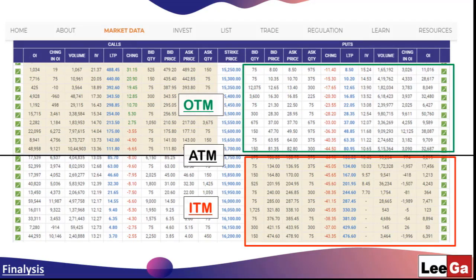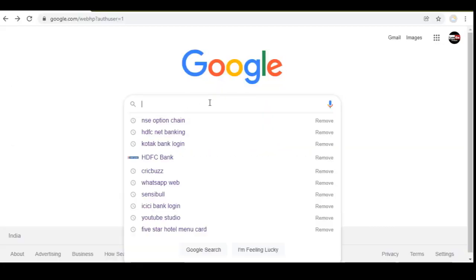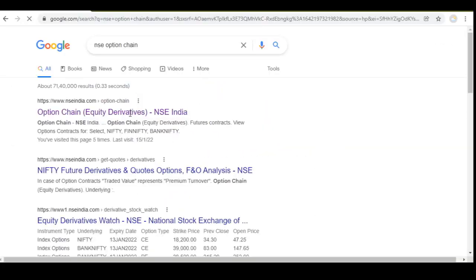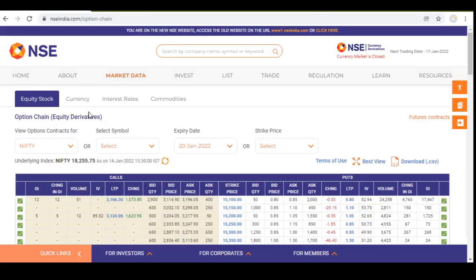I will take you directly to the NSE website where we will see the real-time data to understand what it is and how to analyze this set of data for a meaningful interpretation. Alright, so on Google, I will type NSE option chain and click on the first link that appears from NSE India. So this is how the option chain on the NSE website looks.